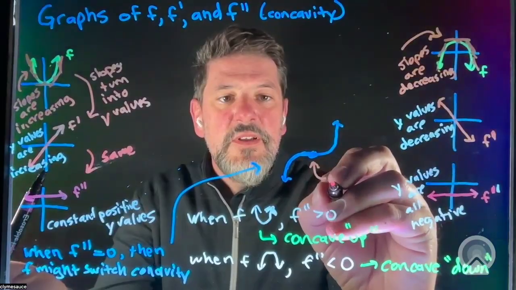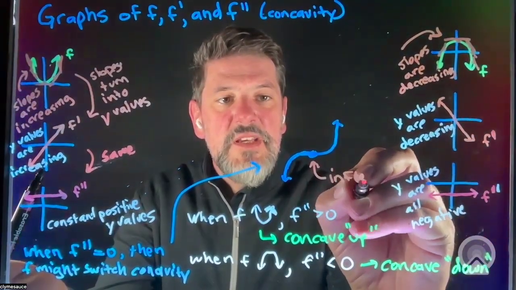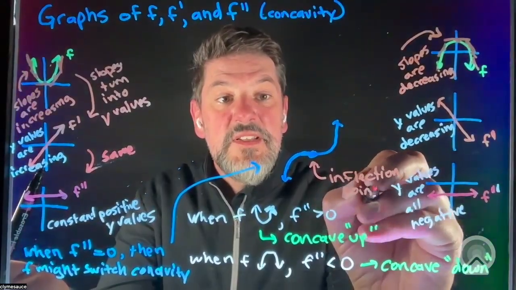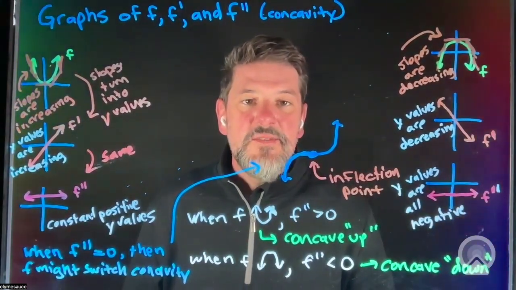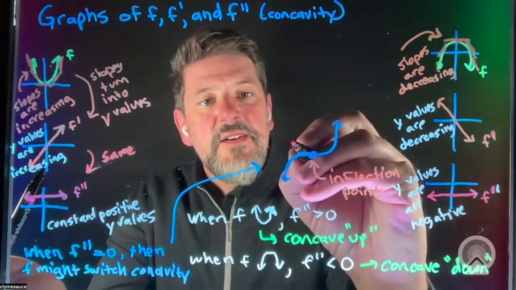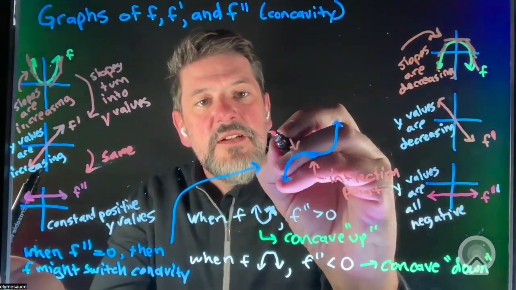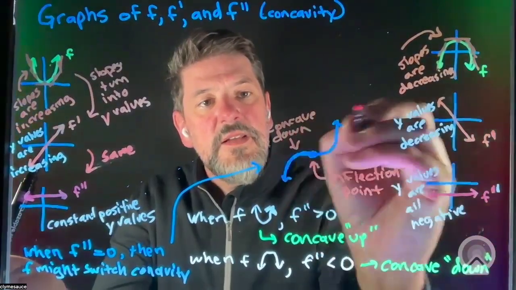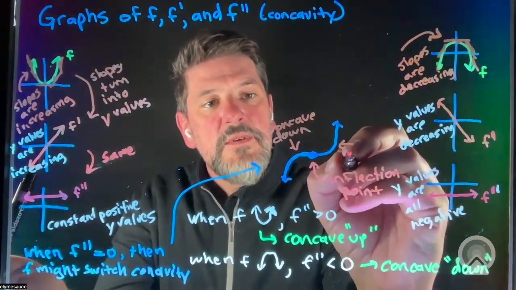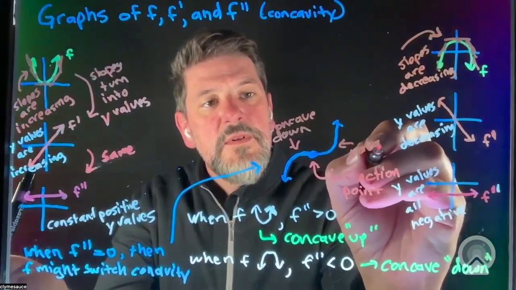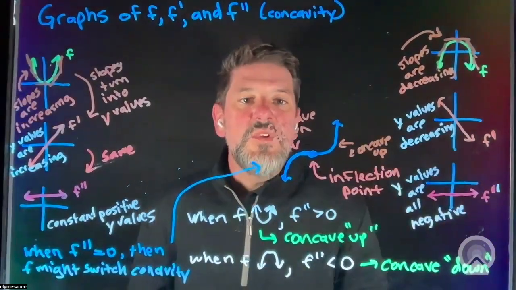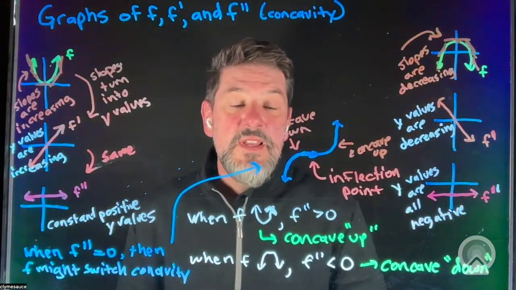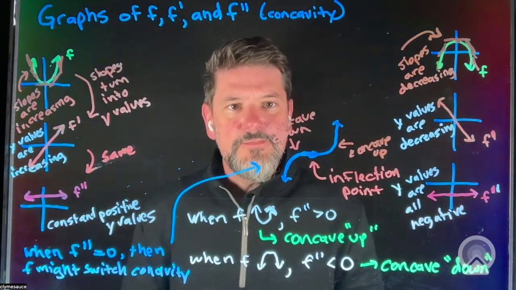You might have heard that word out in the popular media, inflection point. That's where something significant is switching. And in this case, what's switching is concave down and concave up. This is concave down, and this is concave up. So if you happen to switch between concave down and concave up, that would be where the second derivative is equal to 0, and that's called an inflection point.